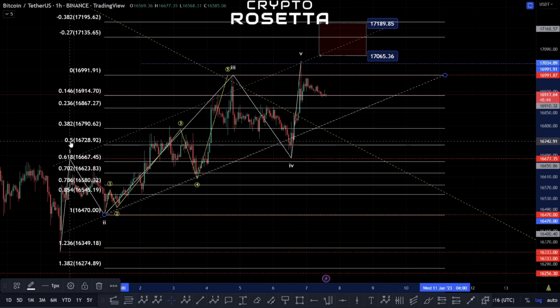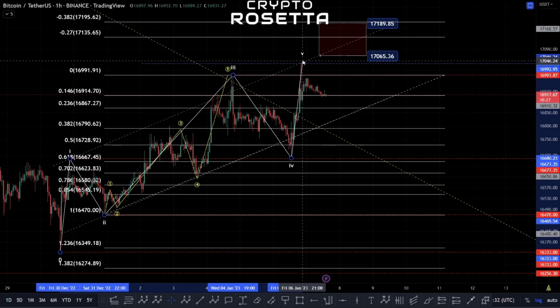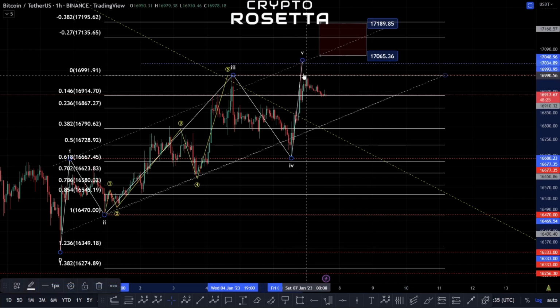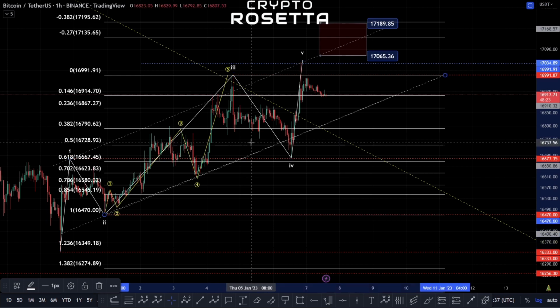So this 50% of this 3rd wave comes in here at the 16,728, and we can see that we did wick down below this, but then we settled back above it. So it is possible that this was just a corrective 4th wave here, and we could actually be looking at a potentially completed 5th wave. There's a couple of ways of counting this move, so we're going to go over that now.